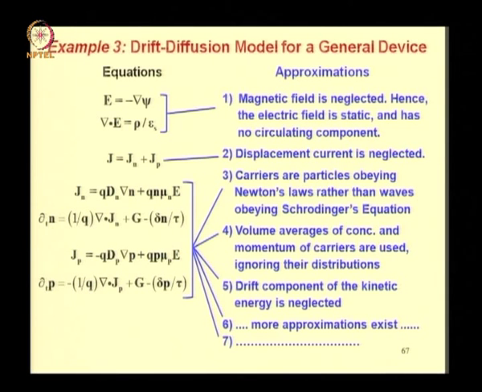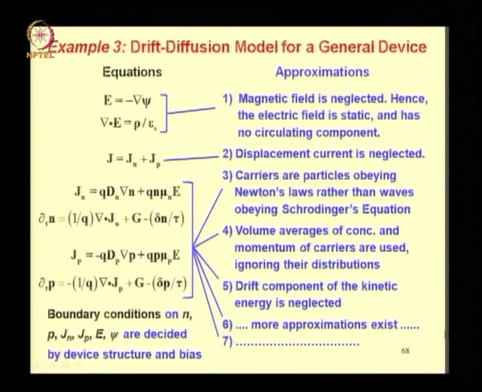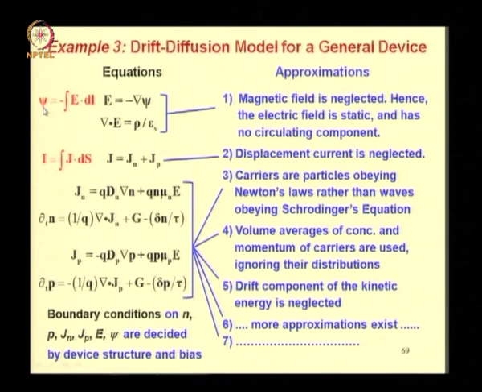There are more approximations associated with these equations. The boundary conditions on n, p, jn, jp, E and psi, which are the variables associated with these 1, 2, 3, 4, 5, 6 equations, are decided by device structure and bias. From these equations, for any given voltage or potential difference psi, you can find out the current I in this approach.